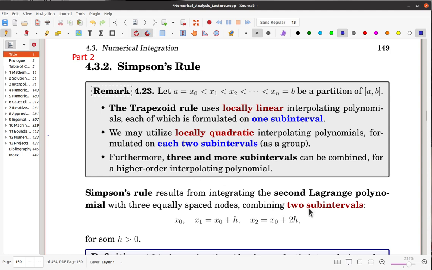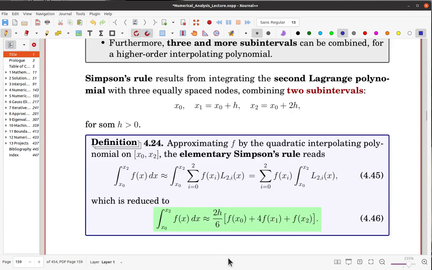Simpson's rule uses two subintervals, and it results from integrating the second-order Lagrange polynomial with 3 equally spaced nodes, x0, x1, x2. x1 is the midpoint of x0 and x2. Here we have the definition.